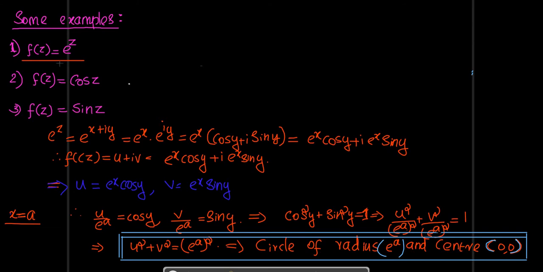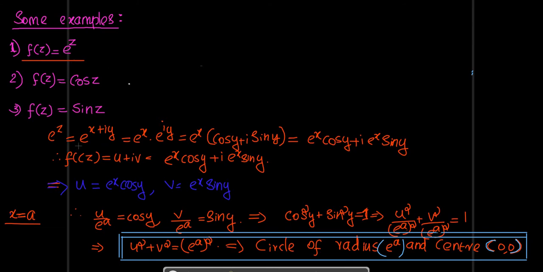Moving on to the examples of the conformal mapping. Firstly, we consider f of z is equal to e raised to z. Second, f of z is equal to cosine z. Third, f of z is equal to sine z. And this is f of z is equal to e raised to z.